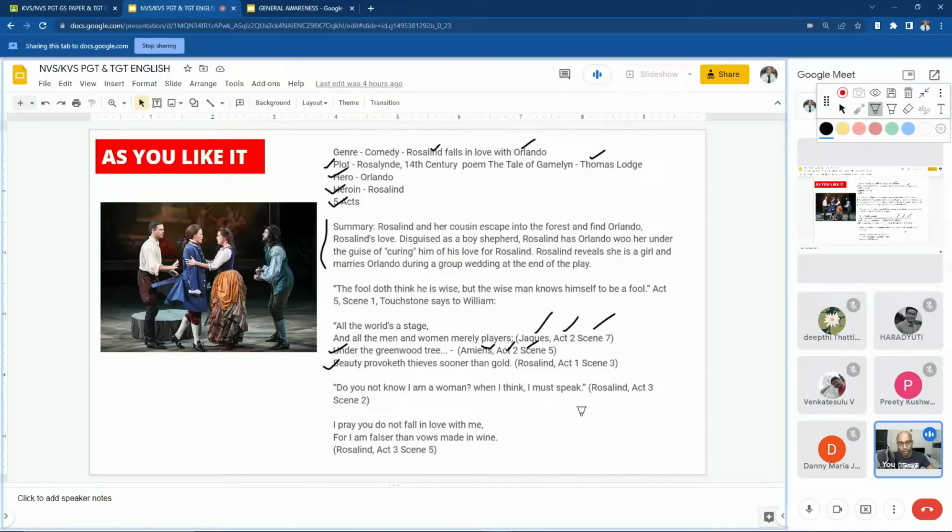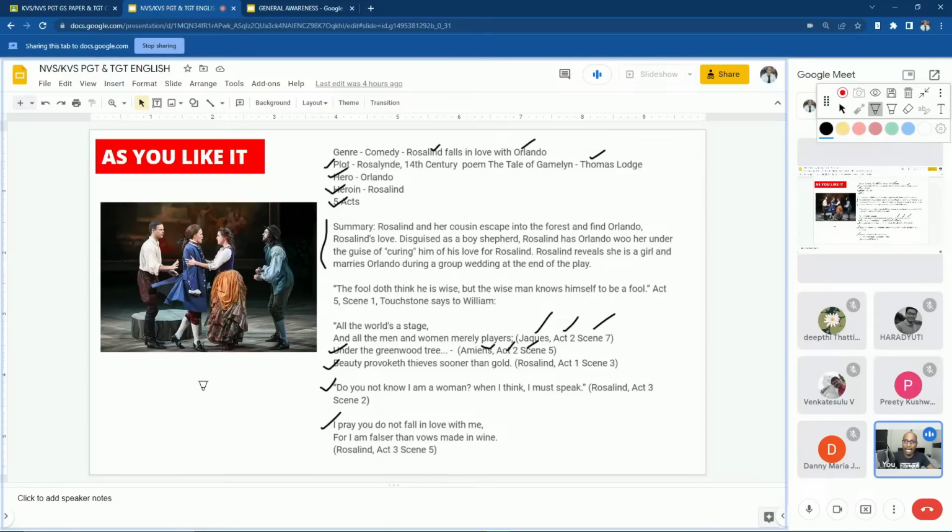And then Rosalind says another line, "Do you not know I am a woman? When I think, I must speak." I don't want to pass comments on these things, just remember this from the examination point of view. These are the lines spoken. And then Rosalind says one more thing, "I pray you do not fall in love with me, for I am falser than vows made in wine." It is a Rosalind dialogue spoken in Act 3 Scene 5.